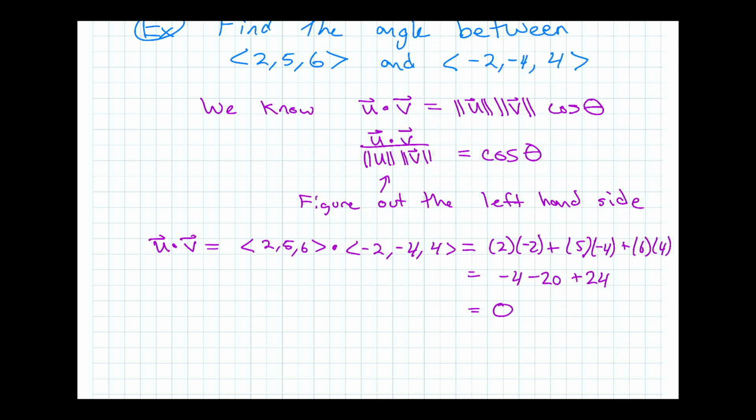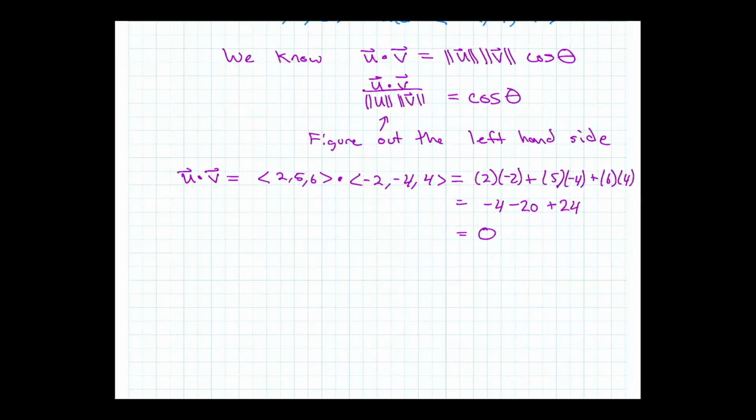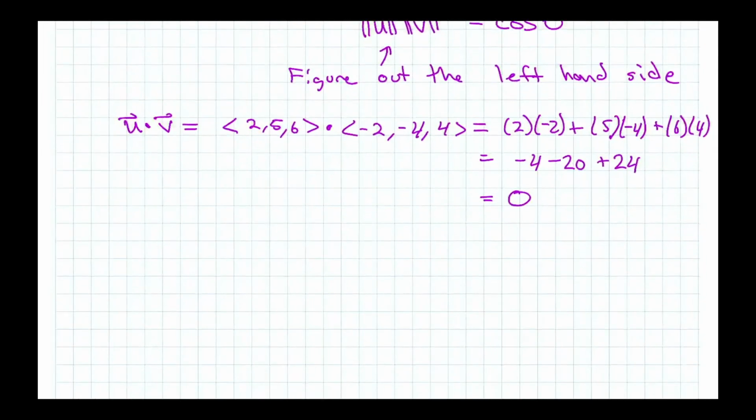That's 0. Okay. That's not really what I wanted here, but that's what happened. I'm going to pretend that that's not 0 and keep going. So that's the dot product, happens to be 0.